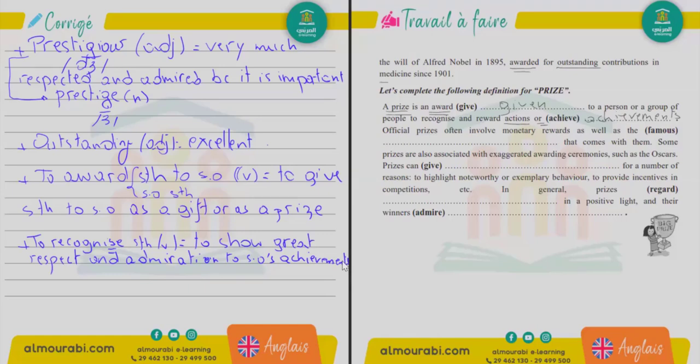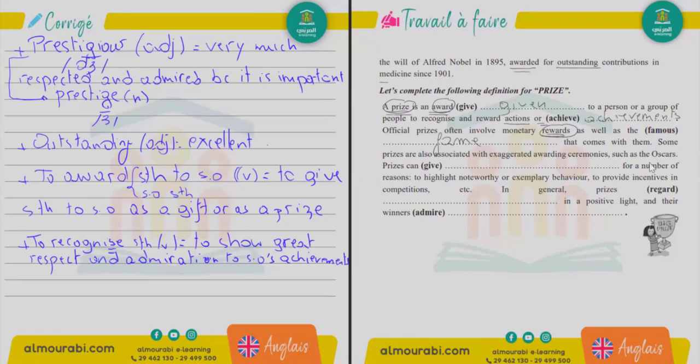Official prizes often involve monetary rewards as well as the fame that comes with them. Very good. We need the noun from famous, which is fame. It's also the word reward, or prize. So the person who will get that prize will become famous. So the fame that comes with them.